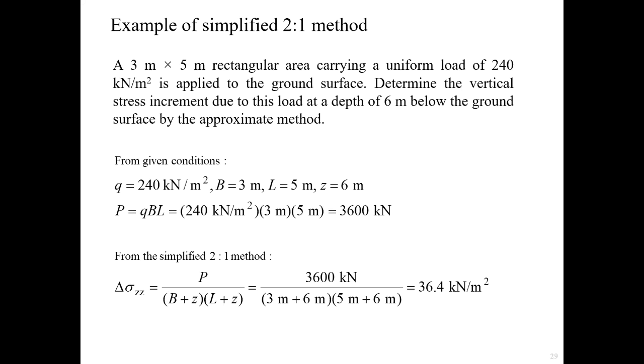From the given conditions, we know Q, B, L, and Z. And we can easily work out the P or the force equal to Q times B times L. So that's 3,600 kilonewton or 3.6 meganewton. And then we plug this value into this formula. We know B, L, and Z. We can easily work out the value of stress increase as 36.4 kilonewton per square meter. That's a quite easy example.